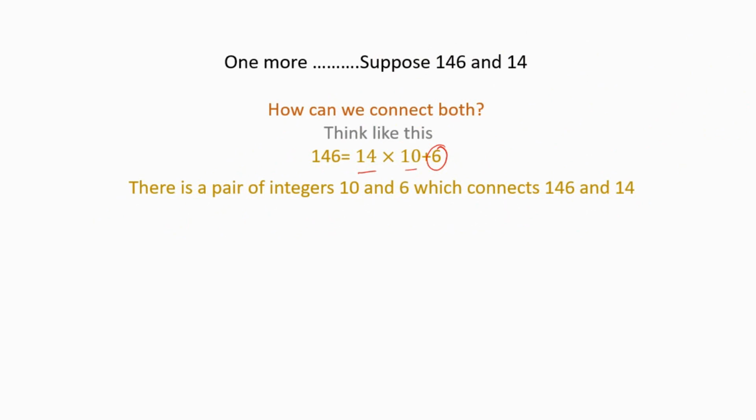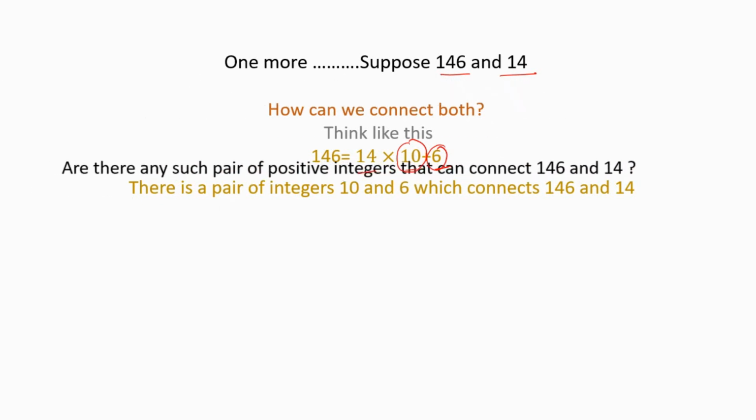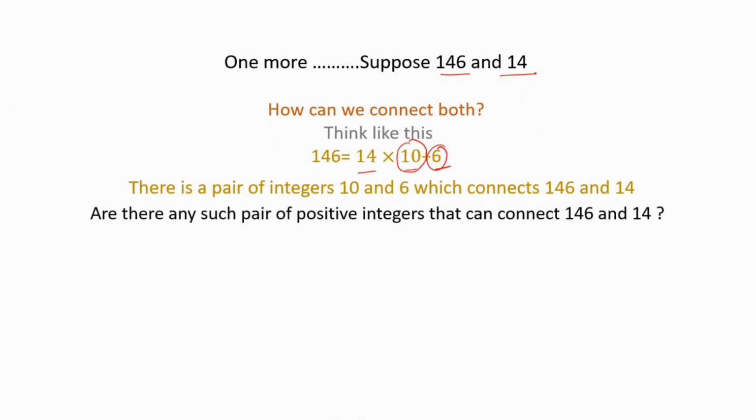There is a pair of integers 10 and 6. We introduce 10 and 6 now. Don't worry, we took 146 and 14. So 146 is equal to 14 tens plus 6. So there is a pair of integers 10 and 6 which connects 146 and 14. Are there any such pair? I use the word such pair in the sense that the thing that is left must be less than this 14.